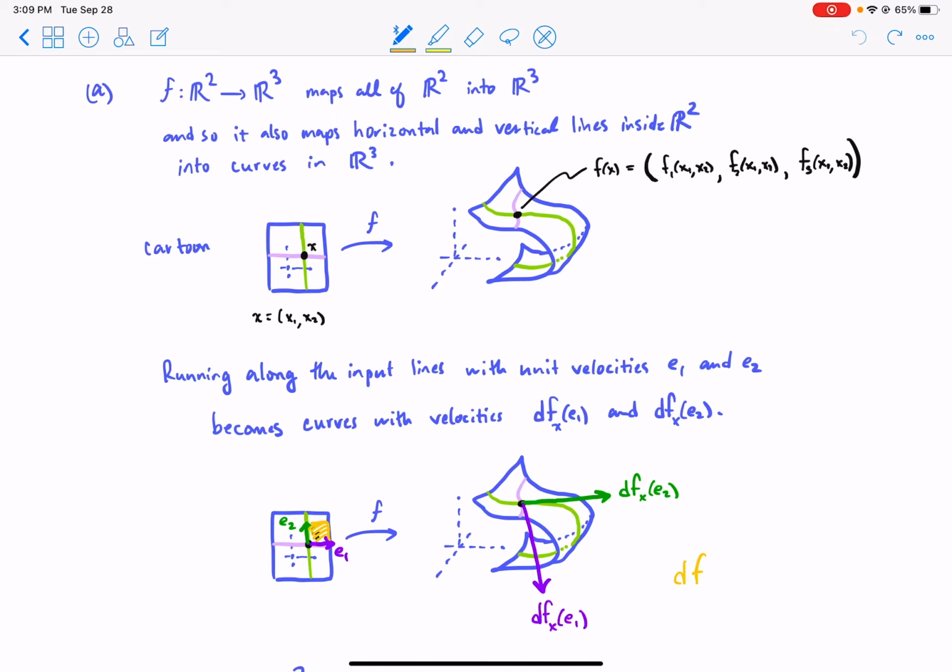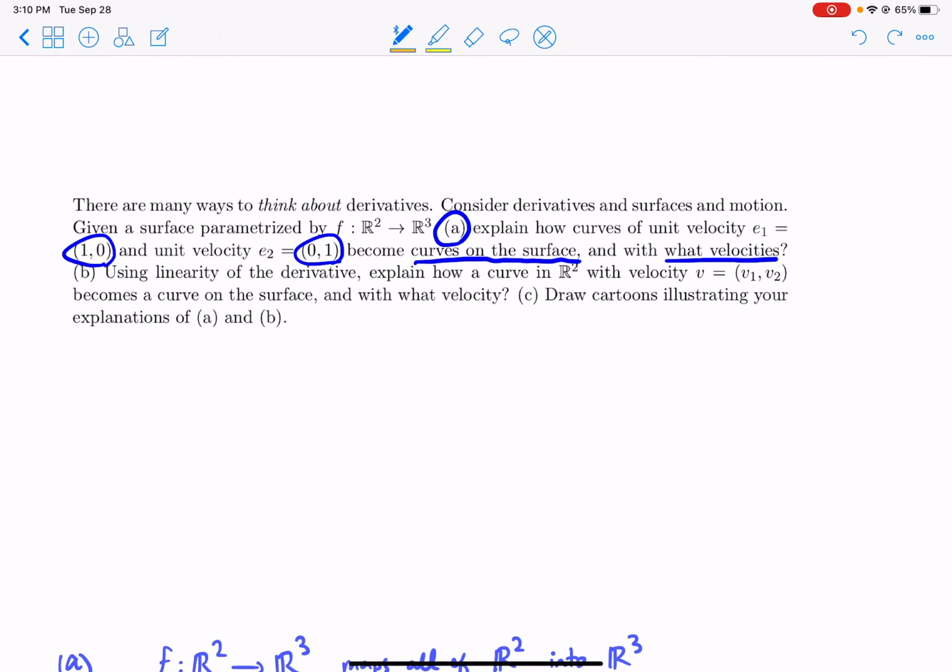Let me get rid of that because that's not really part of my answer. I'm just talking too much. So that's it. I just said they become curves with these velocities. So I answered the question: what velocities? These velocities. And that's my answer, with what velocities they become curves on the surface. I explained it with a picture. Okay, now let's look at part B.